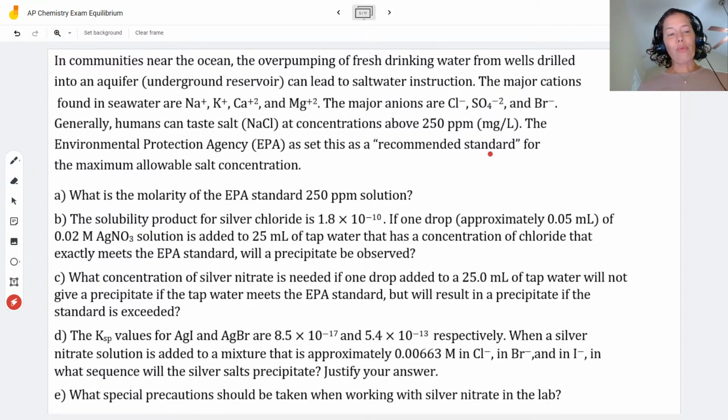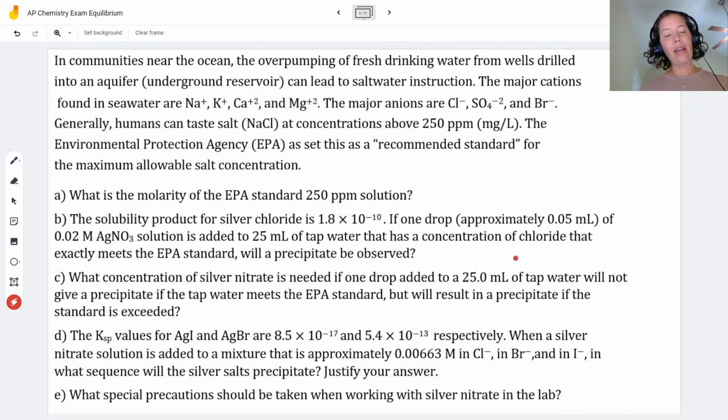So now let's just read through, again, we've got through part E here. So A, they want the molarity of the EPA standard for the 250 ppm solution. B, they're asking for the solubility product of silver chloride. They give a number for this. If 1 drop is approximately 0.05 milliliters of 0.02 molar silver nitrate solution added to a 25 milliliter tap water that has a concentration of chloride that exactly meets the EPA standard, will a precipitate be observed?